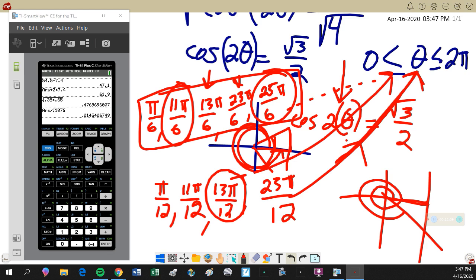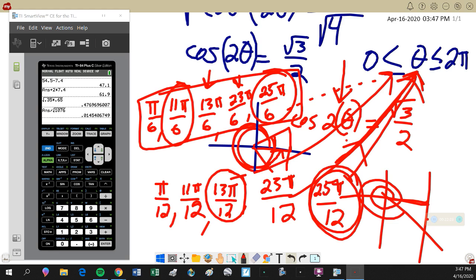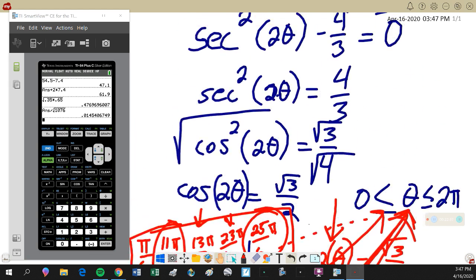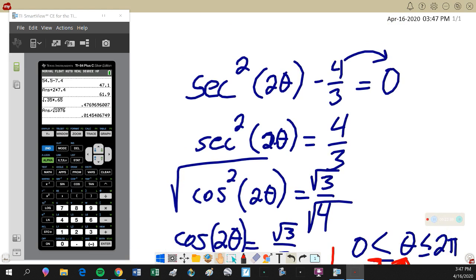25 pi over 6 divided by 2 is 25 pi over 12. Okay, is this in that window? No. 25 over 12 is bigger than 2. Now, this does give me root 3 over 2 when I take the cosine. Well, I double it and then take the cosine. But that number is not in the domain, so that one gets thrown out. So those are the answers to this original problem. Hope that helps. Let me know if you need more.